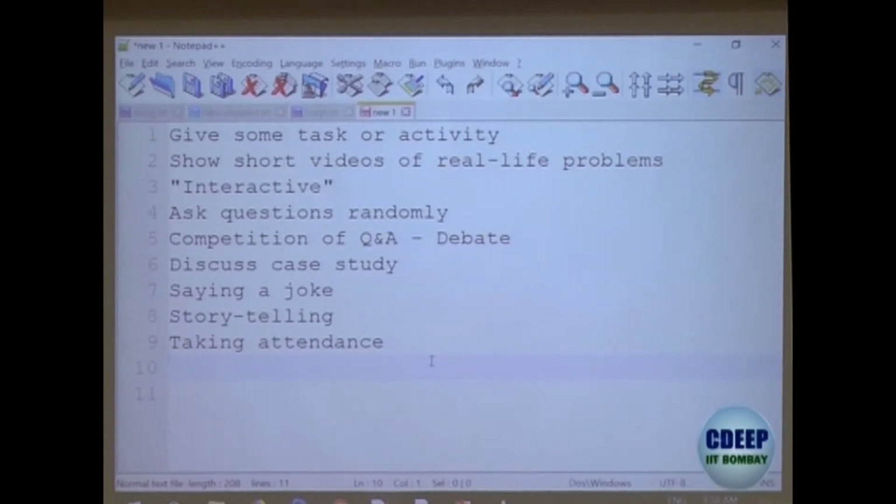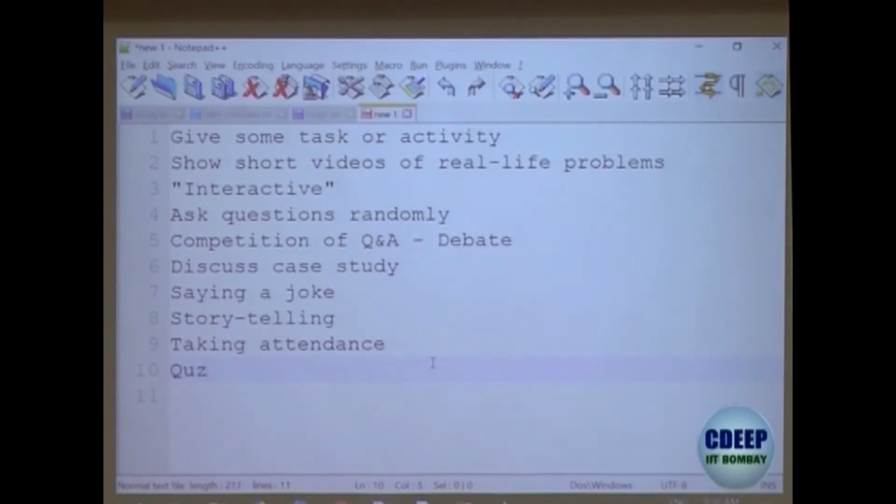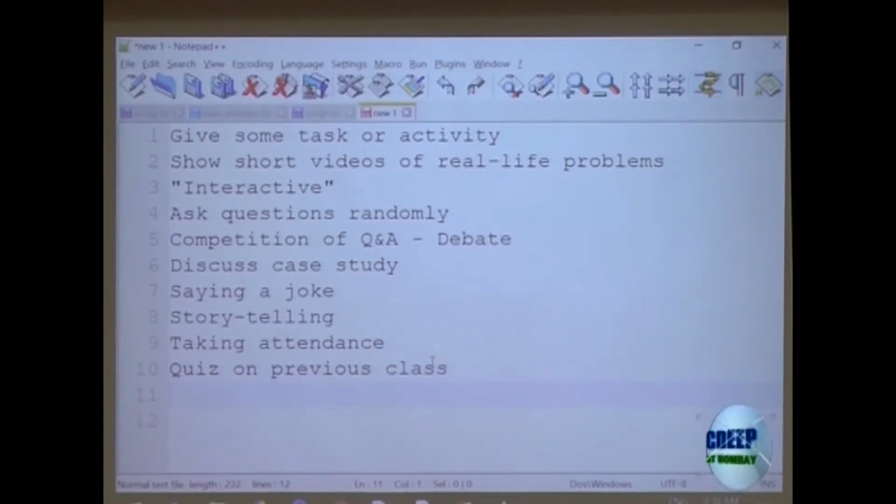Real life examples connected with theory. Okay, quiz on the previous class. Okay, so we say we'll start with a quiz. If I say that in the next class there is going to be a quiz on this class, everybody is going to pay attention, right? Okay, that's one way. Yeah, anything else? Varying the pitch, yeah, suddenly I scream, right? So suddenly I scream and then people feel, okay, what happened to him, and they are all looking at me.